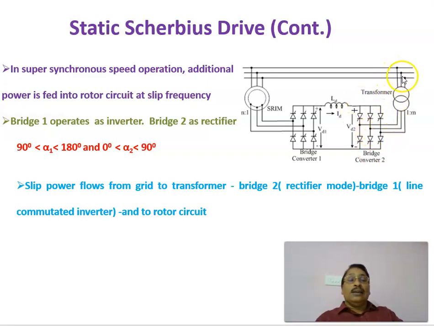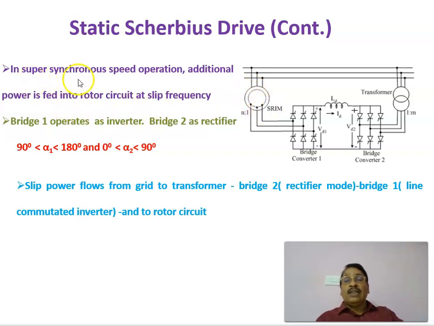Therefore, the AC line voltage is given here, and that is converted into DC voltage by converter 2, and that DC voltage is converted into AC by converter 1, which is working as an inverter. Converter 1 is working as an inverter and converter 2 is working as a rectifier, so that the power from the AC grid is injected into the rotor, and by controlling the power flow into the rotor, you can control the speed of the slip ring induction motor above synchronous speed, supersynchronous speed.